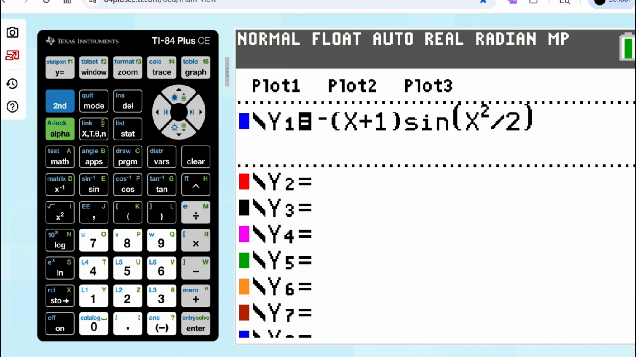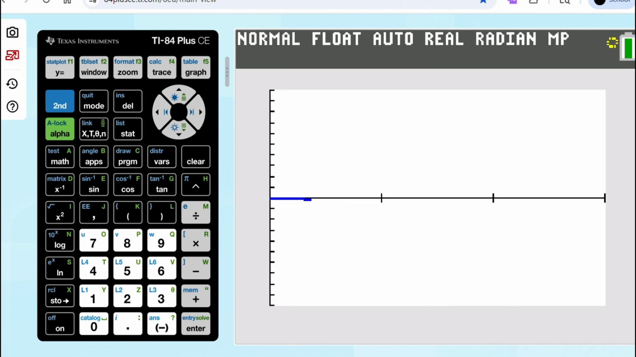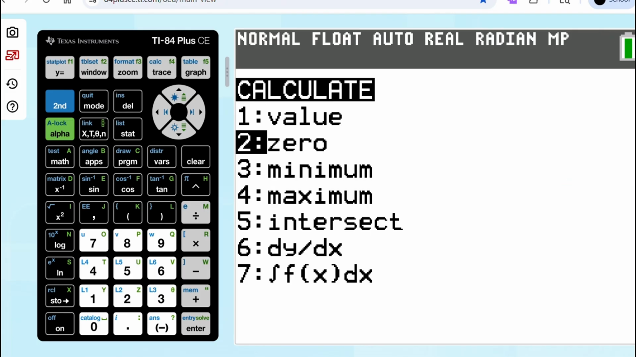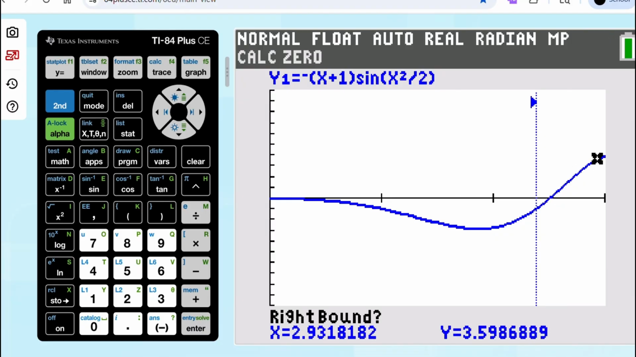And we're talking about the interval from 0 to 3. And so we're going to hit window and do an x minimum of 0 and an x maximum of 3. And when we graph it, we can see it looks like it changed signs only one time, maybe around 2.5. So we'll hit second, trace, and calculate the 0, option number 2. We'll scroll to the right till we're pretty close to that intercept. And we'll hit enter. And then we'll scroll further to the right, past the intercept.